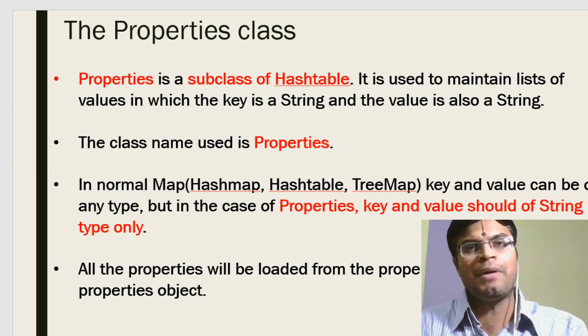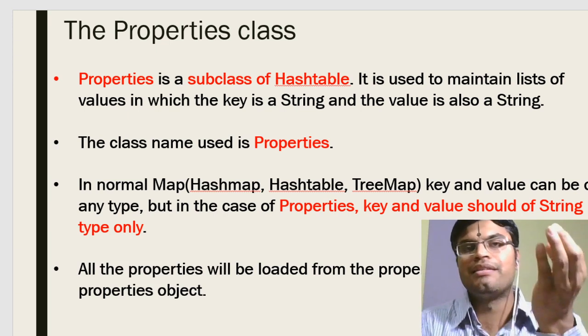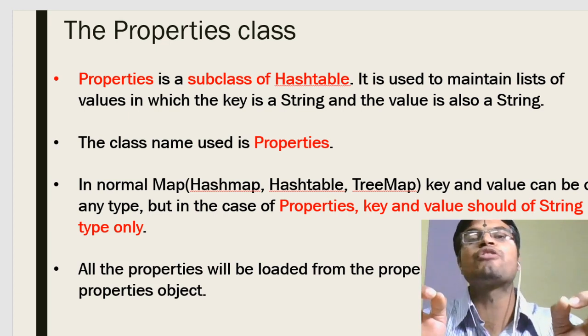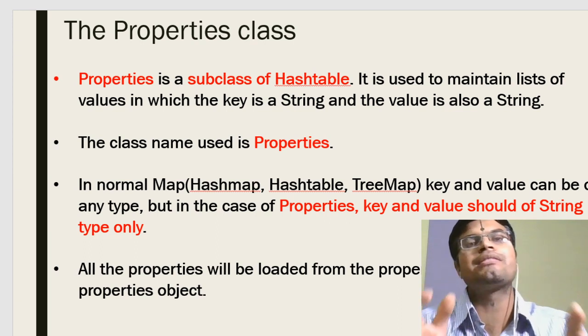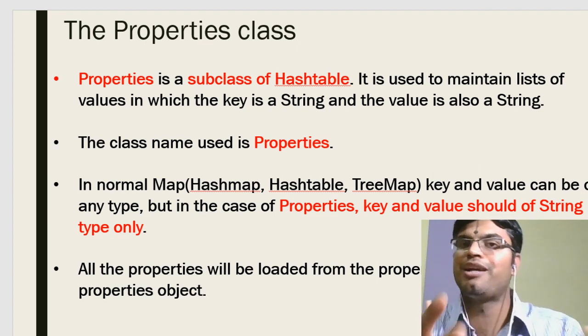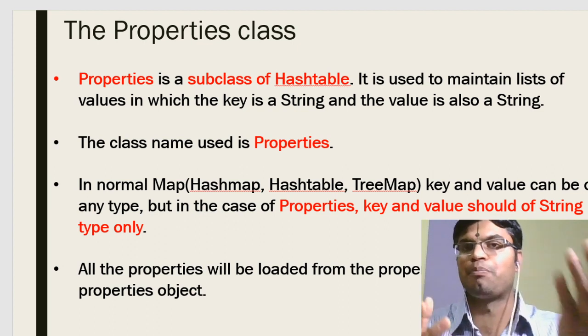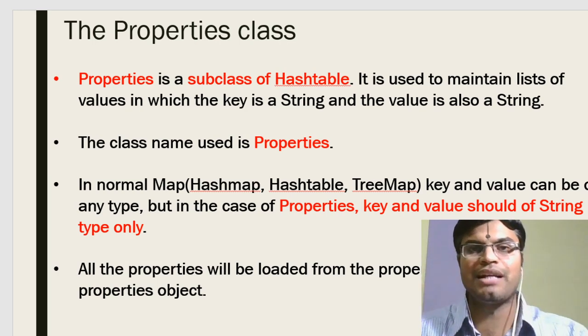Whatever type of value I want, I can have it. But when I talk about a properties class and I want to store a key value pair, in that case the key and the value both have to be string. That is a thing you have to know about the properties class. So that is the main difference between your hash table, hash maps and properties class, guys. So remember this, both the key and the value will be of type string. That is the main important thing you have to remember here, guys.